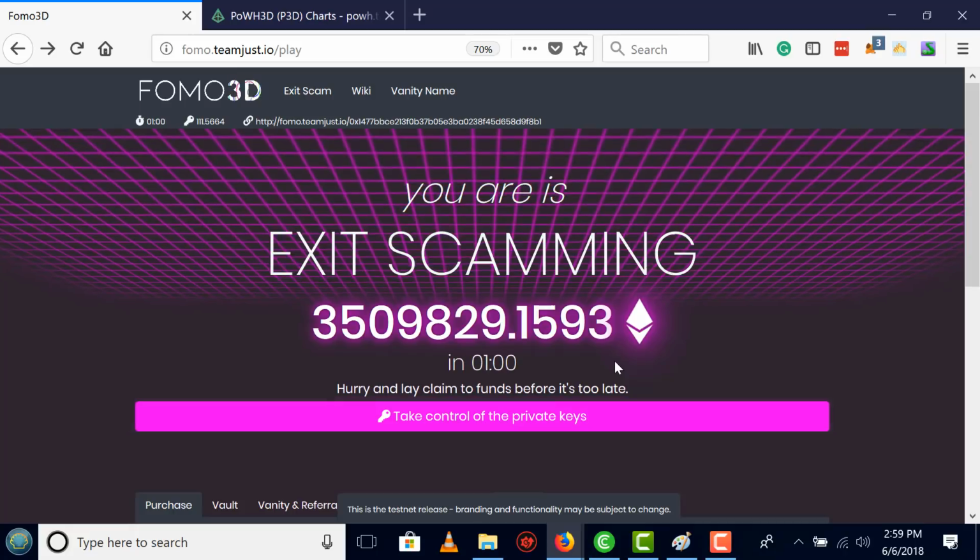I think that's why fortunes are going to be made here, but more importantly, lives are going to be changed with this technology.